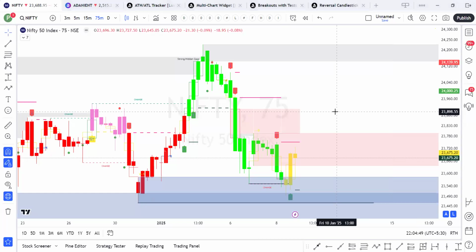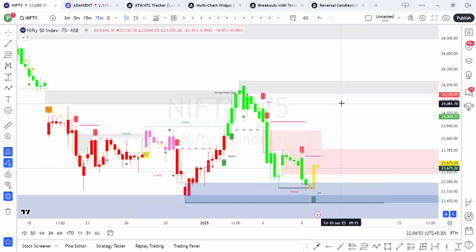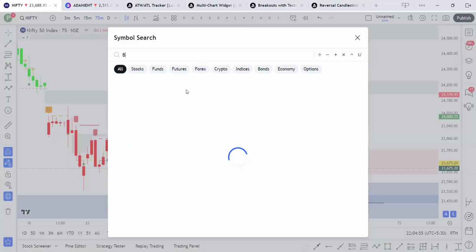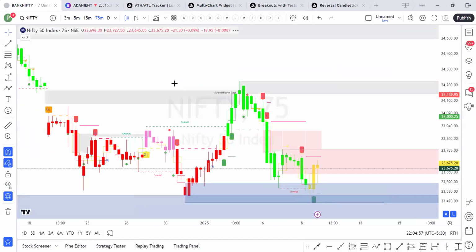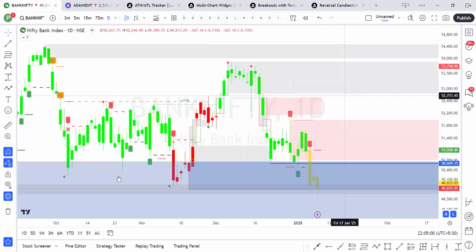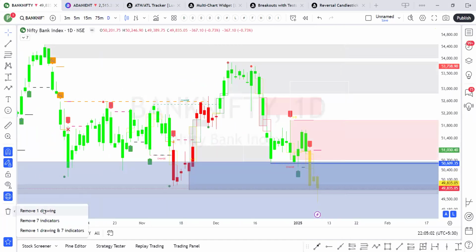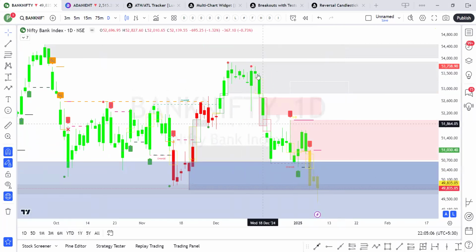A similar thing happened today in Bank Nifty, that it crossed the low of the spring. So this is the Bank Nifty chart. If we check the daily chart, there are visible gaps here. Then selling pressure again, because there is some selling pressure, price came down below this candle, below this zone.